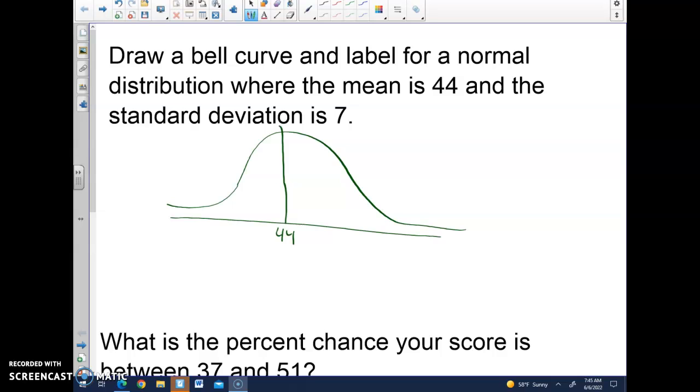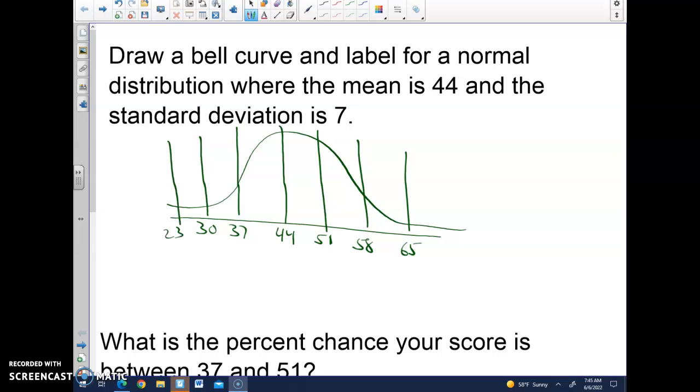Our standard deviation is 7, so we're going to add 7 3 times. That puts me at 51, 58, and 65. And on this side, we're going to subtract 7: 37, 30, and 23. Okay? And now, our percentages are always this.